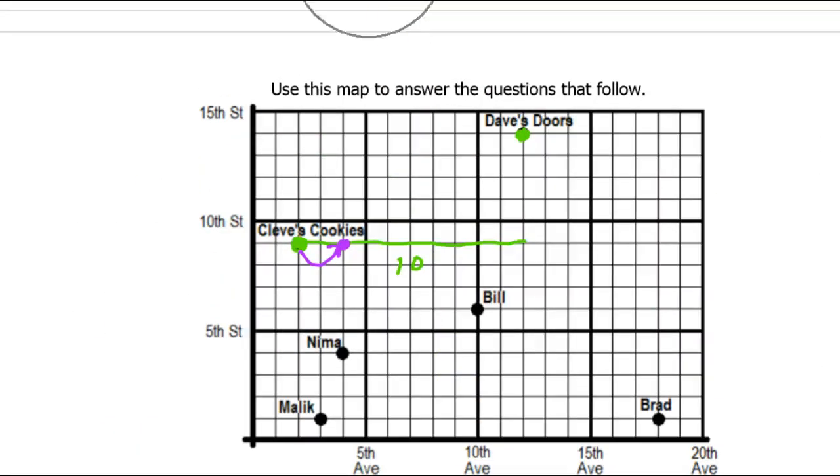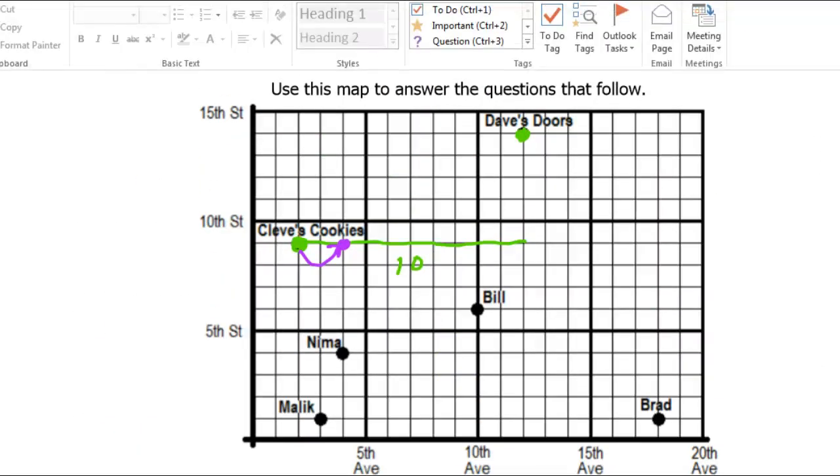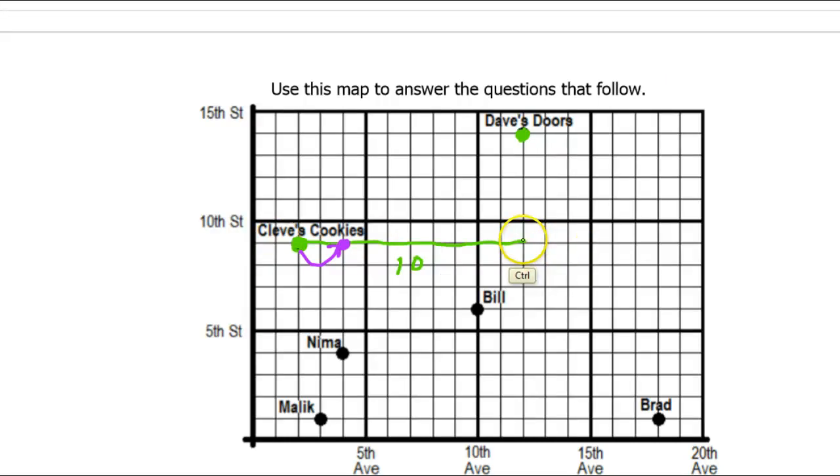Okay, what's going on vertically? So if I wanted to go vertically from Cleve's, all right, so I would have to go like this. Okay, how many is that? So that is 5. All right, so the vertical distance is 5.